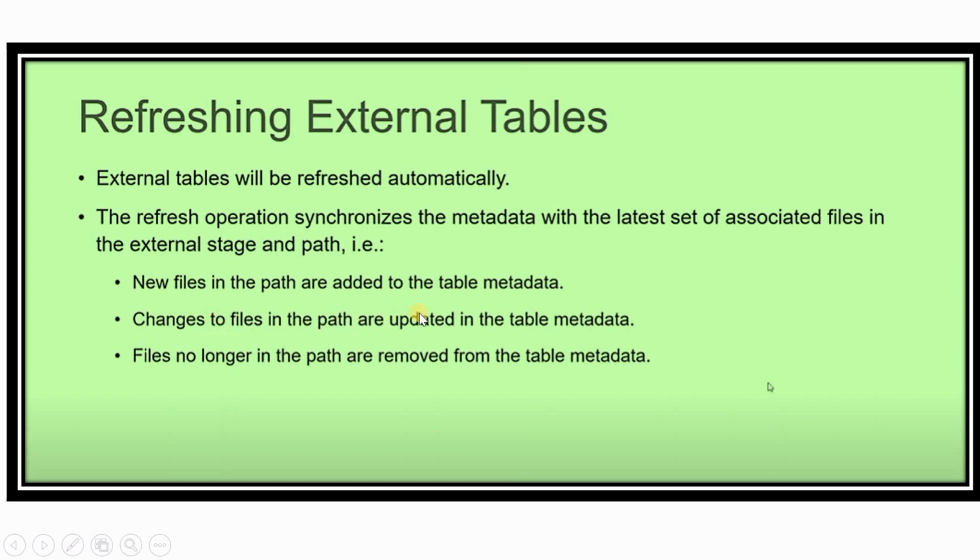And this is changes to the file in the path being updated in the table metadata. Suppose you have a customer.csv file and you have created a customer external table, and after that you update some records in the customer.csv file. That update will also be reflected in the table metadata of the external table. So what are the three things here? Whenever you upload a new file, it is updated in the table metadata of the external table. Whenever you make changes in the path, that is also updated in the metadata. And whatever file you remove, that is also reflected in the table metadata.